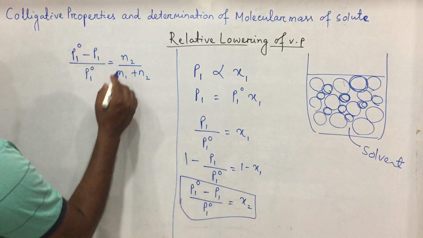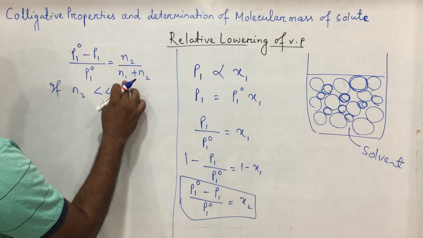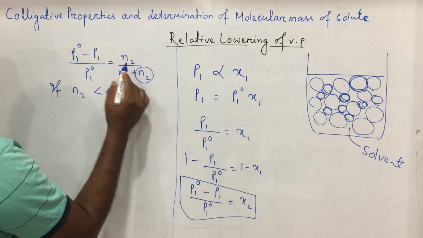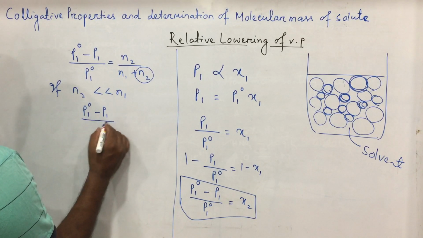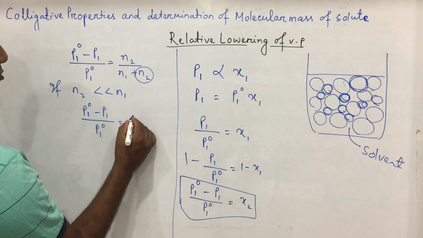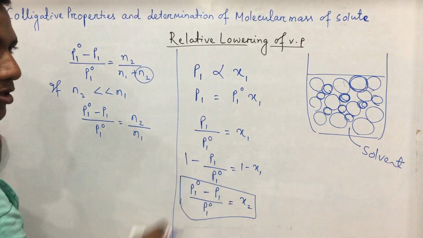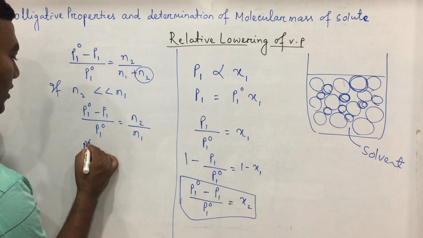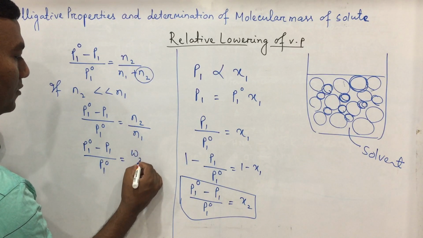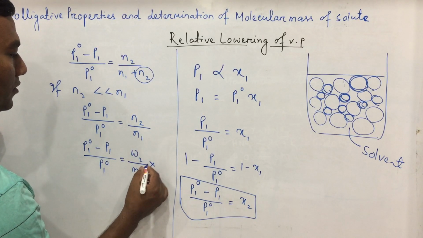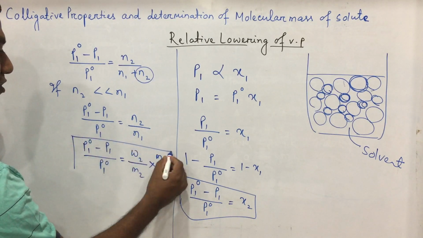Clear? Then if n2 is very small compared to n1, we can neglect n2 in the denominator. So (P1 naught minus P1) by P1 naught equals n2 divided by n1. Again we know n2 equals W2 by M2. So (P1 naught minus P1) by P1 naught equals W2 by M2 into M1 by W1. So this is the formula.